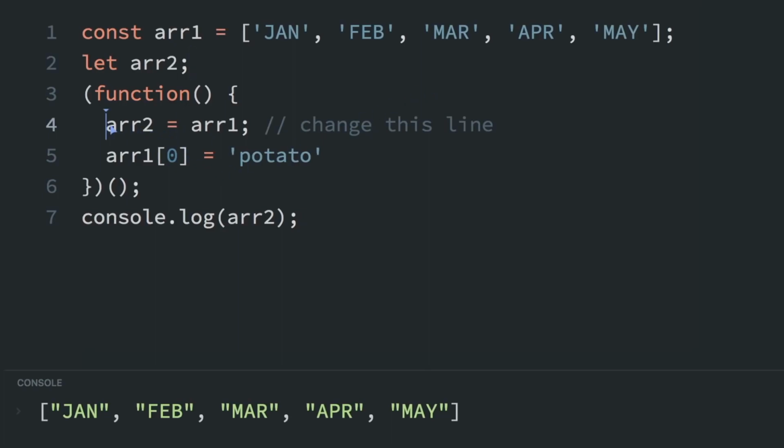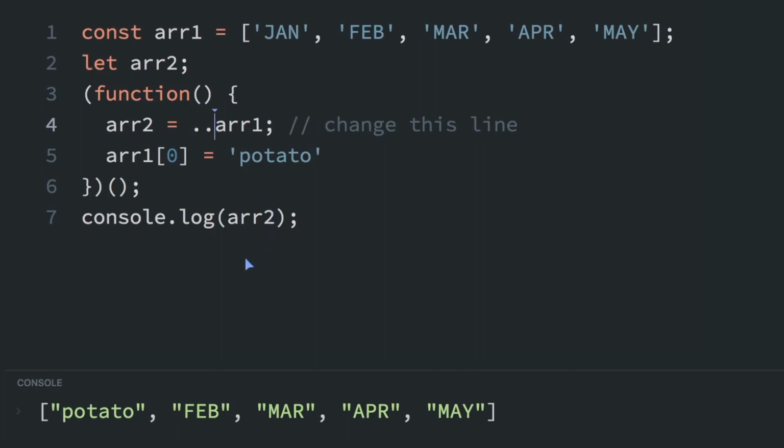So right now, we're setting array 2 to equal array 1. In this example, we're not actually copying it, because if we change array 1, if we set the index 0 of array 1 to potato and we log array 2, you'll see that index 0 is potato, even though we're logging array 2, and we only changed array 1, because these are equal. Array 2 and array 1 are the same. But what if we want array 2 to be a copy of array 1? We can use the spread operator.